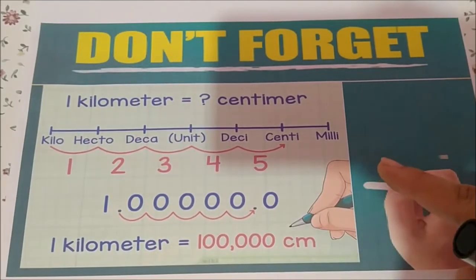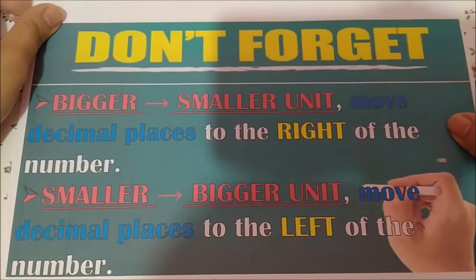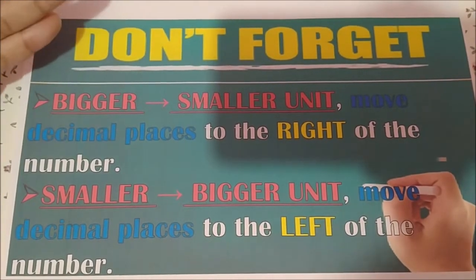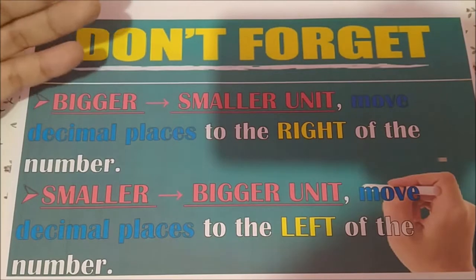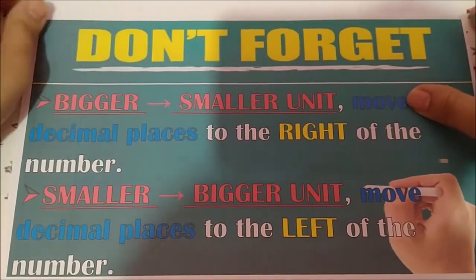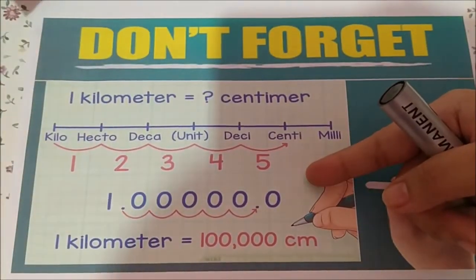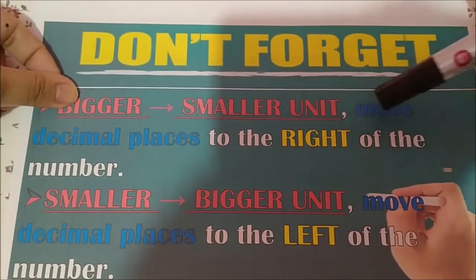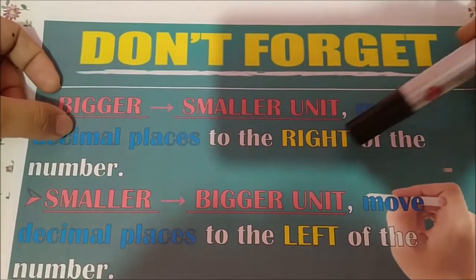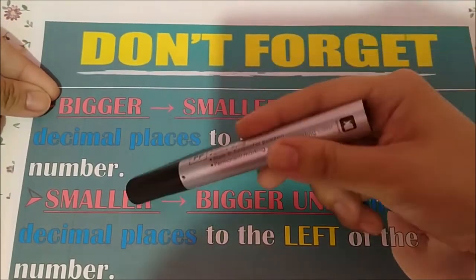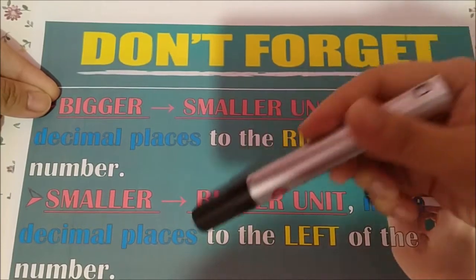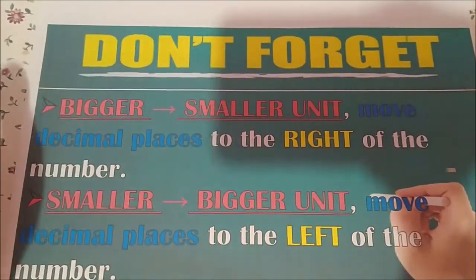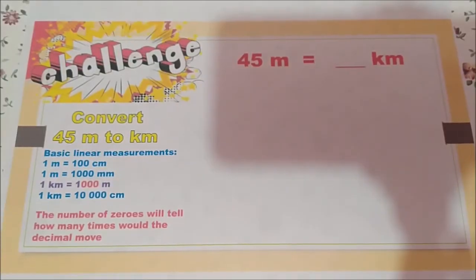If we're going to use this, there's a rule that we need to follow. A while ago, bigger to smaller unit is multiply, and smaller to bigger unit is divide. Here, in this step in which you're going to move the decimal point, for bigger to smaller unit, you need to move the decimal places to the right of the number. If it's smaller to bigger unit, you need to move the decimal places to the left of the number. How do we do it? Let's make this an example.